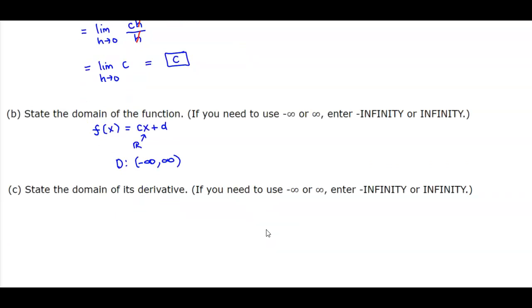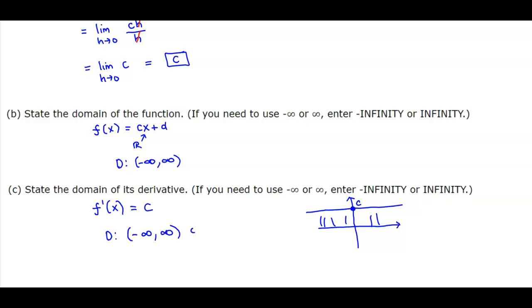Okay, and then we want to state the domain of its derivative function. So we have f prime of x, and f prime of x gave us a constant c. So that means that if we wanted to graph wherever c was located on the graph, that would be a horizontal graph, and that means that every value for x is going to correspond to one y value. So again, that means that this can be all real numbers, so the domain can be either negative infinity to positive infinity, or we can just say all real numbers.